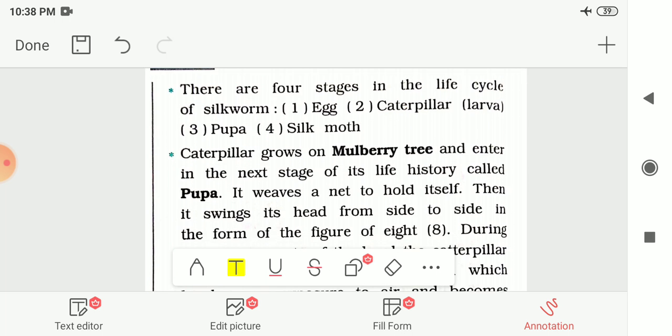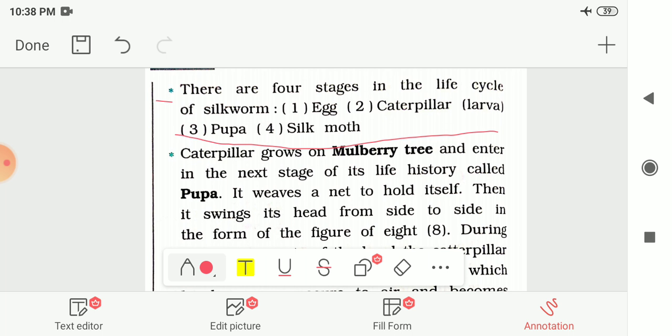And there are mainly 4 stages in the life cycle of silkworm, that is egg, caterpillar, or you can also know this stage by the larva. Then the next stage is pupa, and the last one is silk moth. And we had seen how we can get the silk from this silkworm after all these different stages.